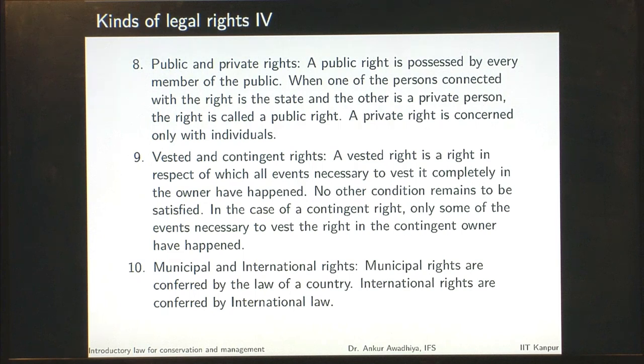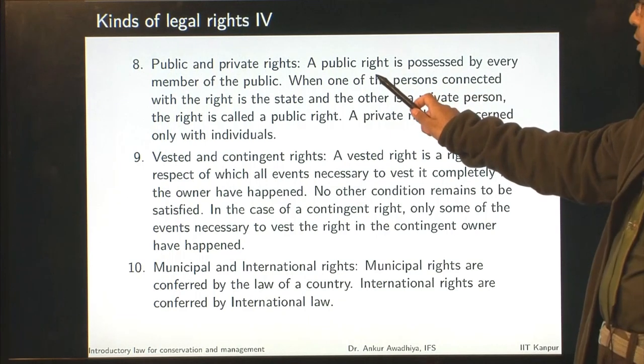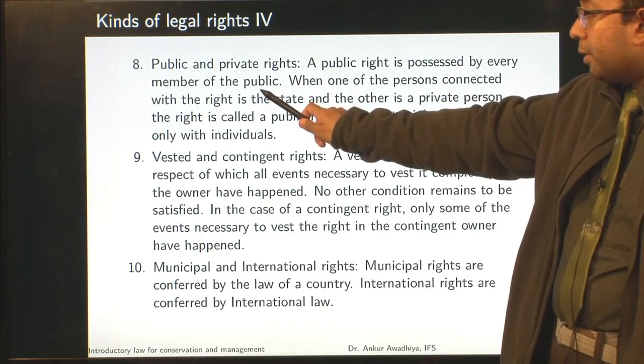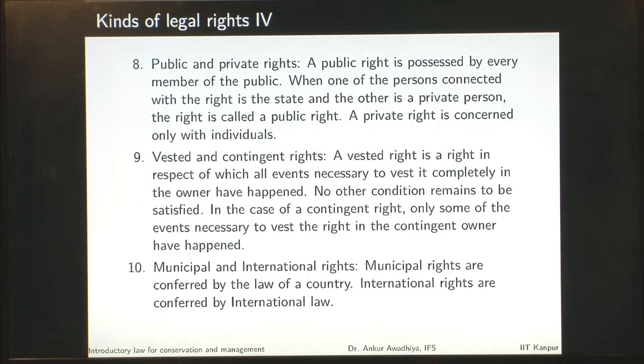Then we have public and private rights. A public right is possessed by every member of the public. When one of the persons connected with the right is the state and the other is a private person, the right is called a public right. A private right is concerned only with individuals. So a public right is the right with the public, with every member of the public. For example, the right to live, the right not to get assaulted. So these are public rights.